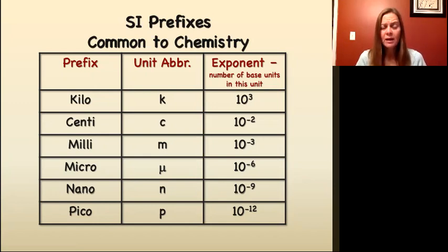So you notice that we have a lot of prefixes that I'm asking you to learn that take us from a base unit to a much smaller unit. That's because in chemistry, we're always looking at the nanoscopic or the microscopic in order to explain the macroscopic. So we work with a lot of really, really small numbers.